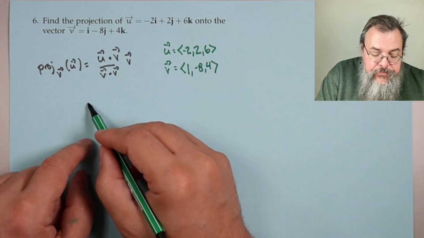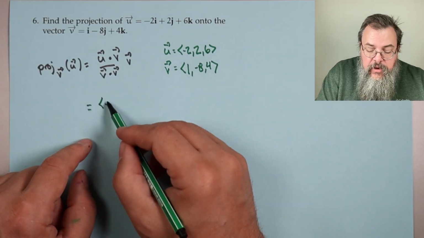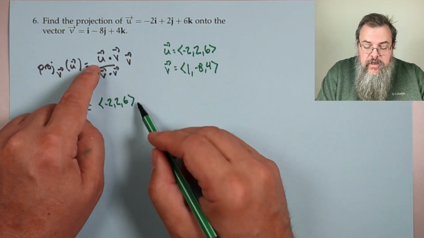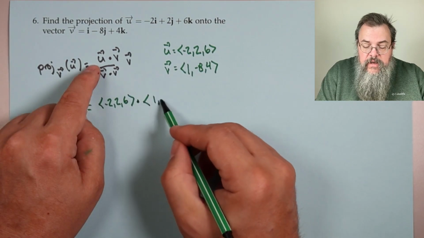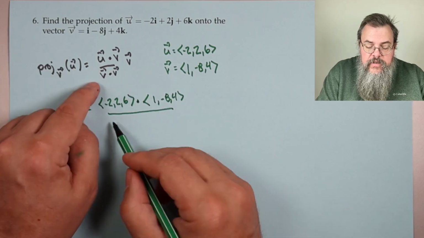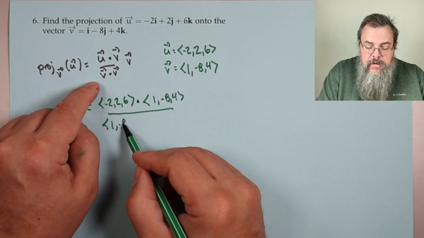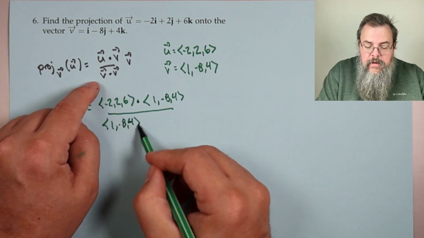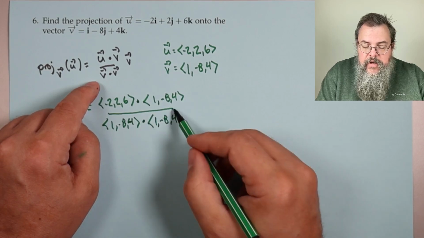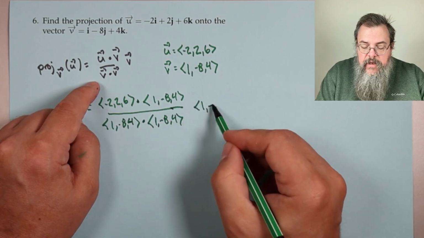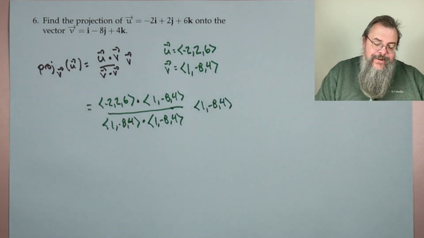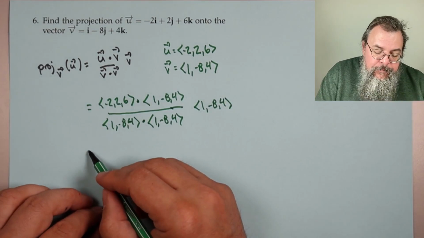All right, so let's go through and carry out the computation. So I'm writing down u dot v over, downstairs, v dot v, and then we're going to multiply it by v. All right, good. Now we do our work.